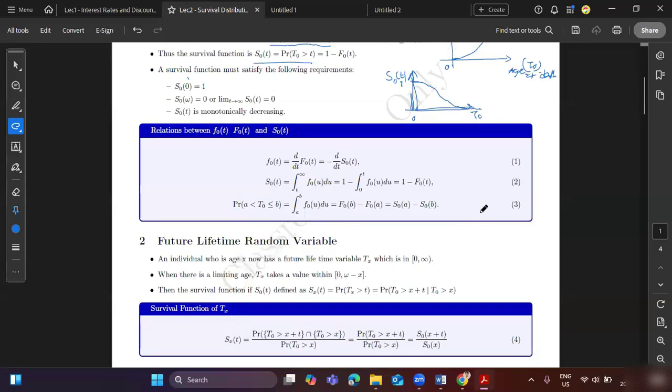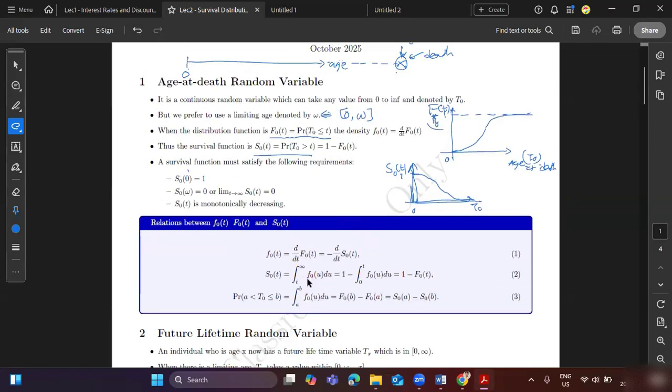Now we can summarize what we have learned up to this point, which is that if we have the cumulative distribution function, then we can have the density function. And also we have the relationship between the cumulative distribution function and the density function. So 1 minus the cumulative function is equal to the survival function.